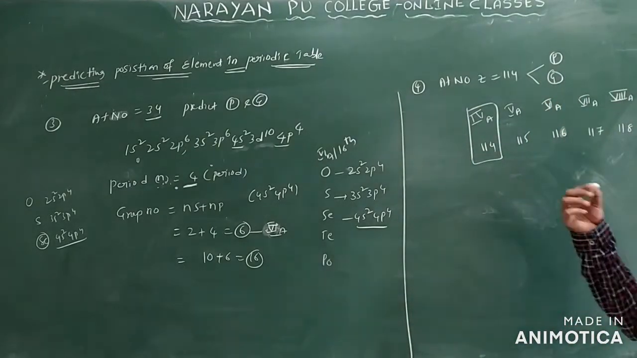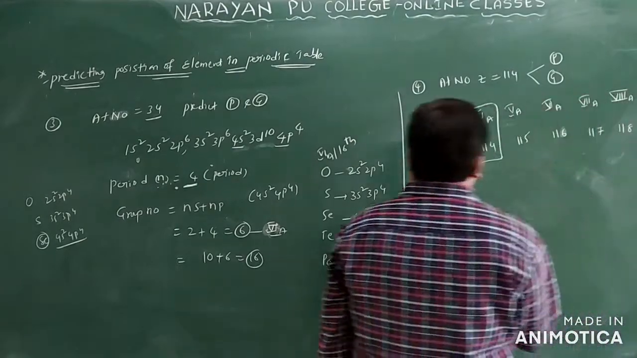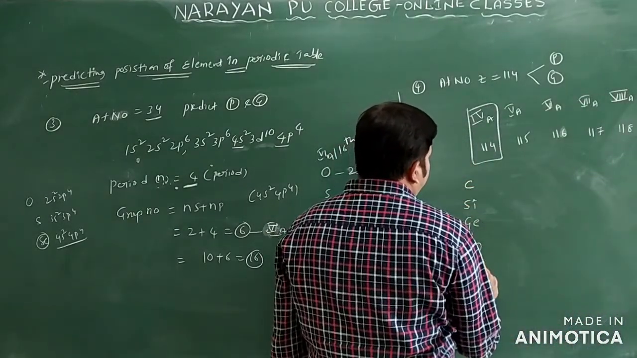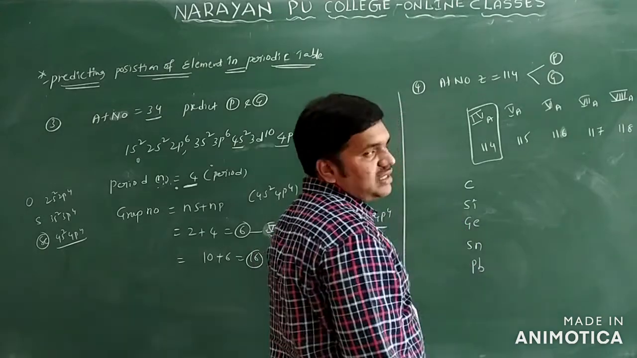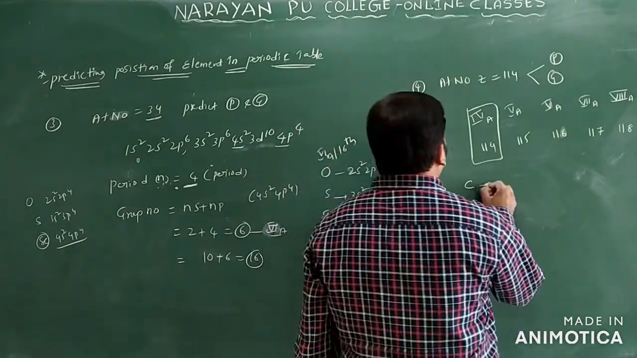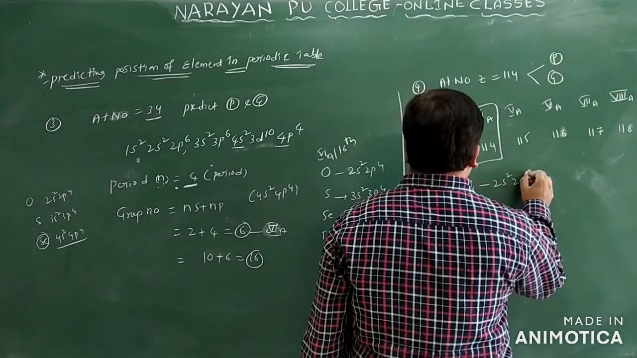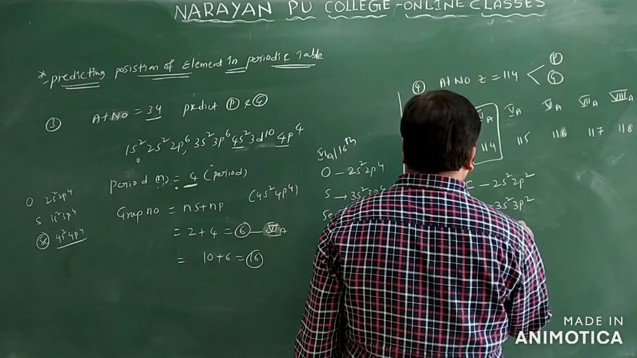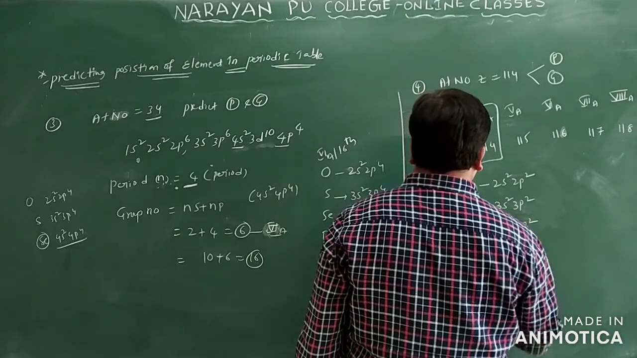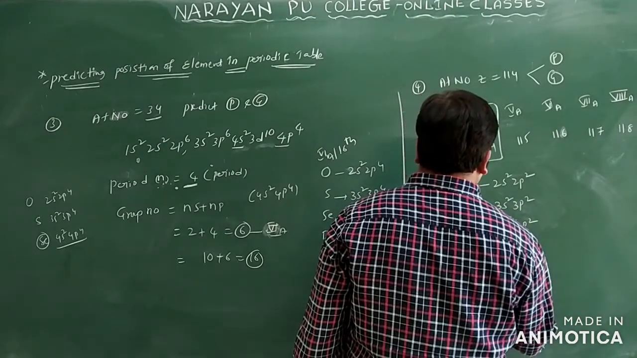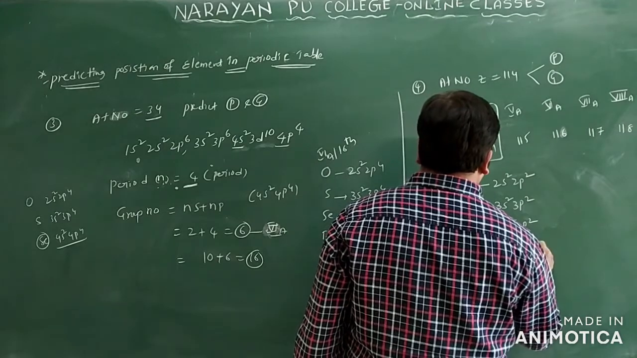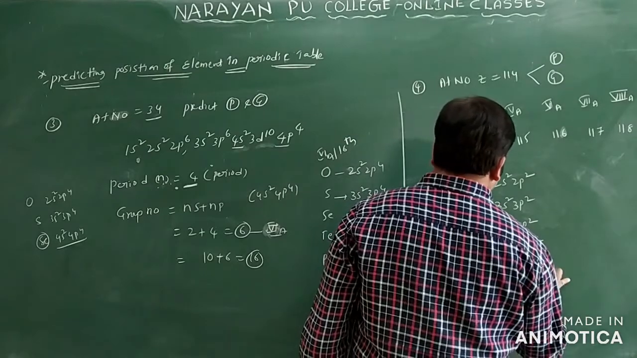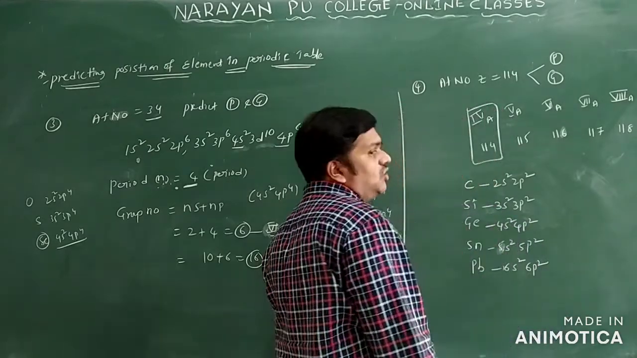How we will say? Generally, if you take the 4th A group elements, what are the 4th A group elements we have? Carbon, silicon, germanium, tin and lead only. These are the elements we have. Carbon, what is the configuration we have? 2s2 and 2p2 only. This is 3s2, 3p2. This is 4s2, 4p2. This is 5s2 and 5p2. This is 6s2 and 6p2 only. So generally these are the configurations we have only.